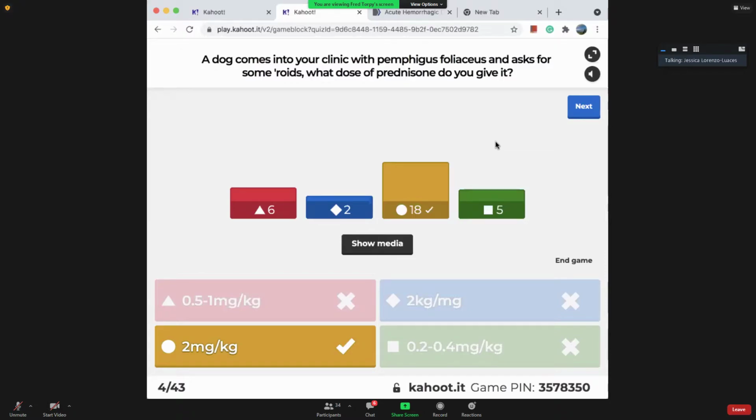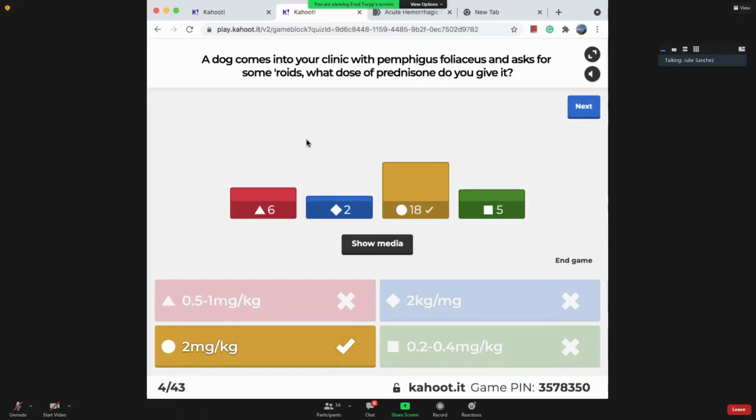0.2 to 0.4. Exactly. So if you have to taper an animal super fast, like they're having really bad reactions to steroids, if you have to drop them right away, you would at least leave them with like 0.25 or so to make sure they have enough for physiologic function and don't go into straight Addisons. And then what's our anti-inflammatory?